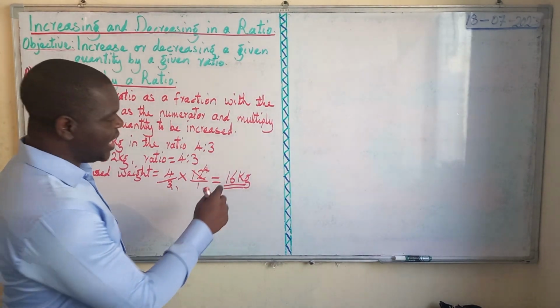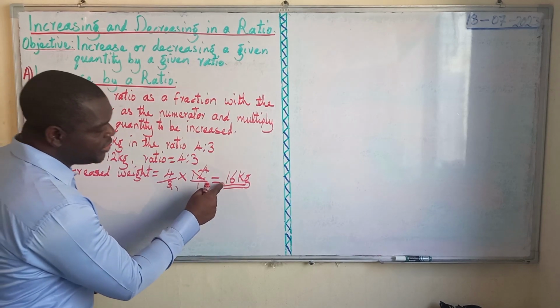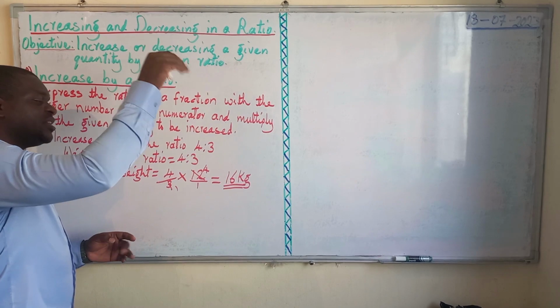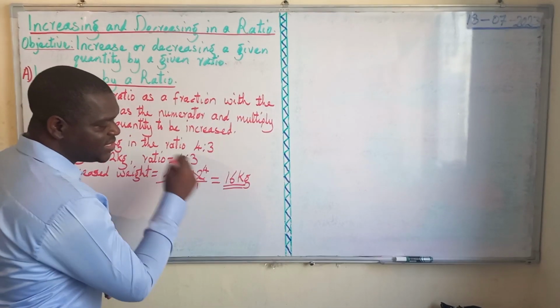If you look at our answer compared to the original quantity given, it is increased. This is 16 and this is 12, which means the quantity has increased, and this is the ratio in which we have increased this quantity.